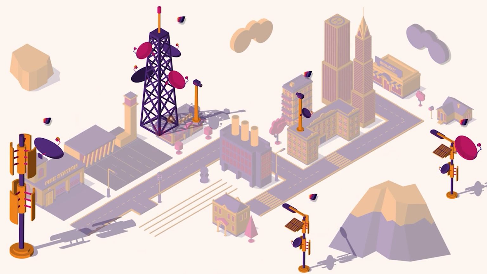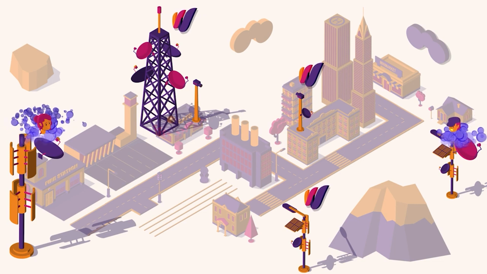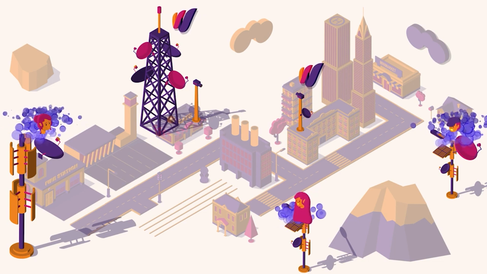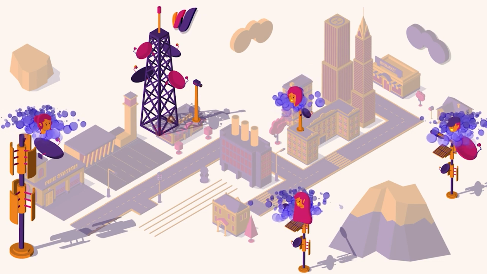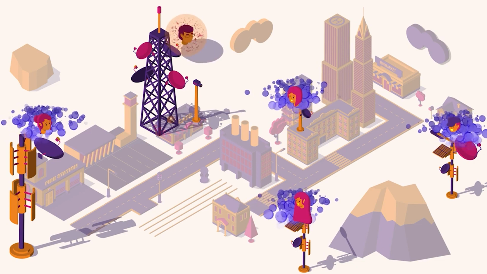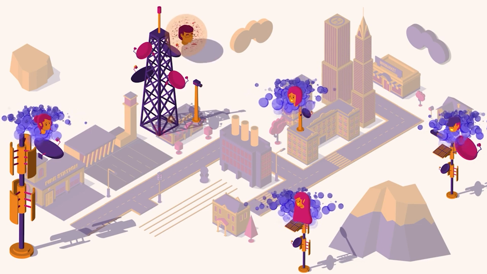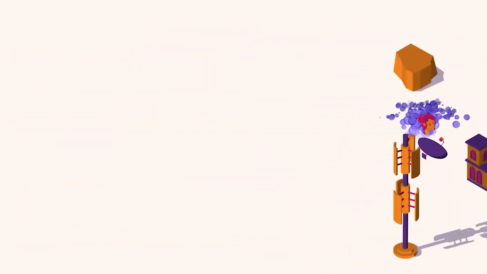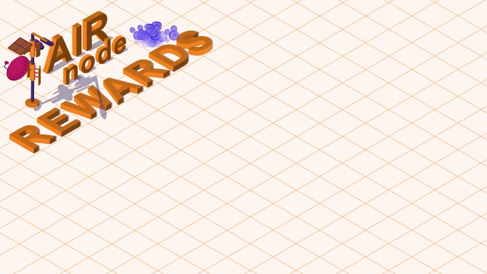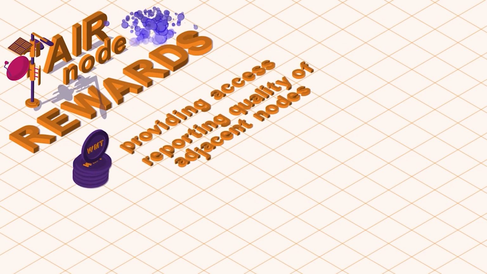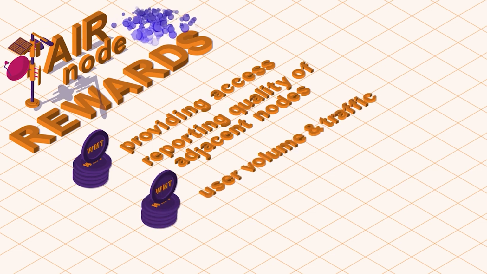During the rollout, WorldMobile will own some Air nodes. Over the first few months, they will work with communities to introduce them to the sharing economy. Eventually, WorldMobile should never have to lay down an Air node, and all Air nodes in existence will be owned by the sharing economy. Rewards are earned by providing a service, such as access and reporting back the quality of adjacent nodes. Rewards are also earned based on the volume of users and traffic that are processed by the node.